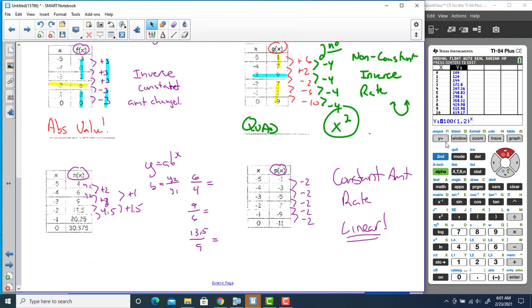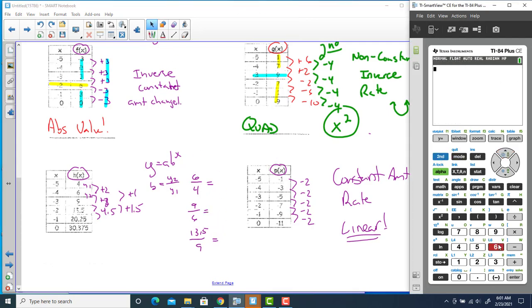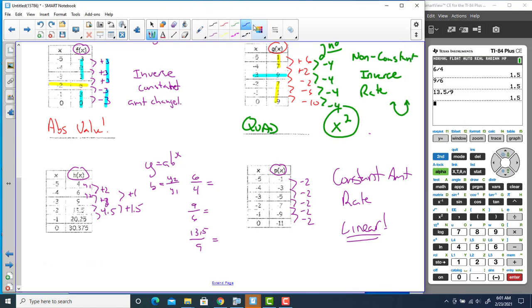To do that, I would go to my calculator, and on my home screen, I would divide 6 by 4. I would divide 9 by 6. I would divide 13.5 by 9. And what I notice is they are all 1.5 times greater. Therefore, because I'm getting a constant factor and we're repeatedly multiplying by the same amount over and over again, that proves that this is an exponential relationship.